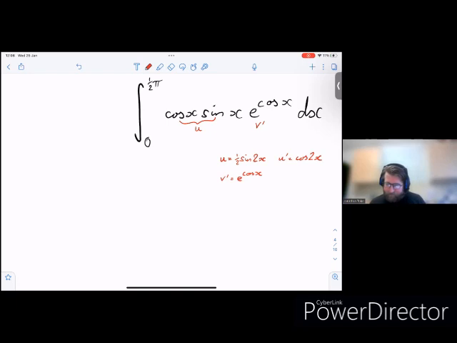Right, okay. Let's try this again. I've just changed my mind. We're going to call cos x u, and we're going to call sine x e to the cos x v dash. So now u equals cos x. So u dash equals minus sine x. V dash equals sine x e to the cos x.